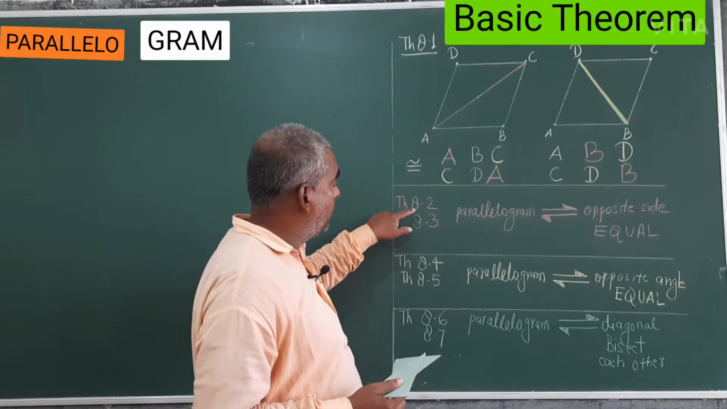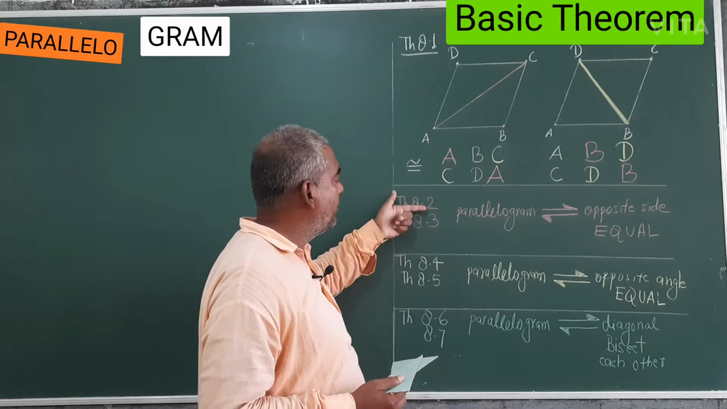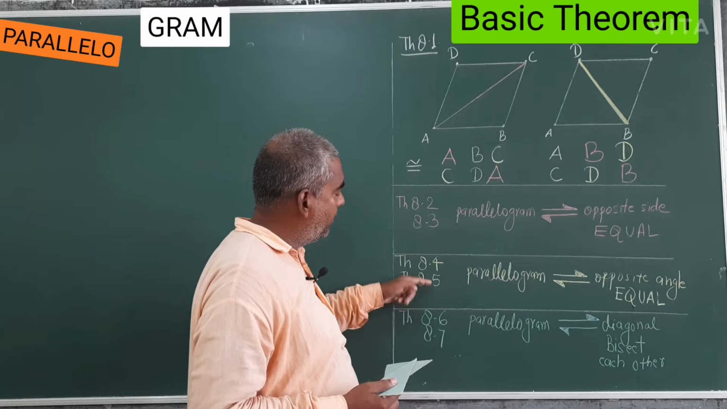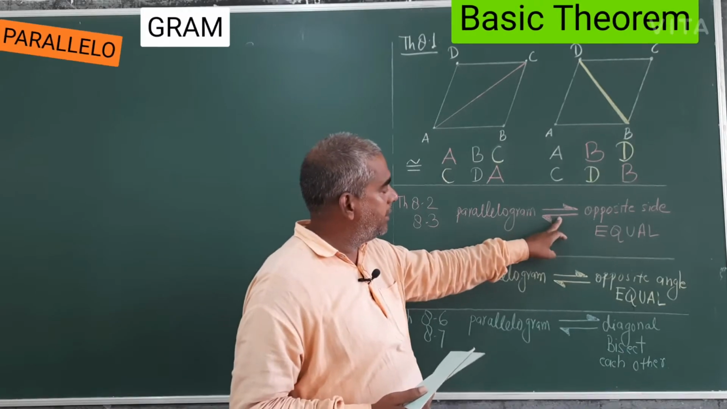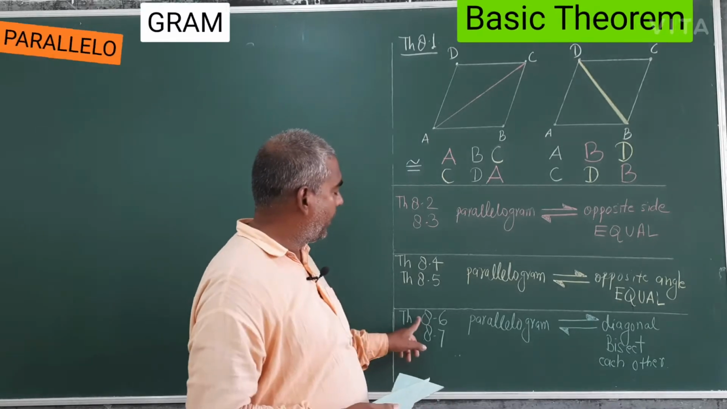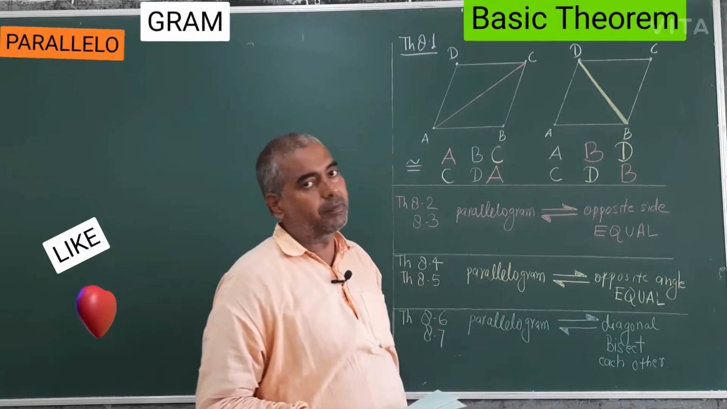These theorems 8.2 and 8.3 are in a group. Group means these are inverse to each other. 8.4 and 8.5 are inverse. So that's why I have written it in this way. Inverse, later I will tell you. And these 8.6 and 8.7 are also inverse to each other.